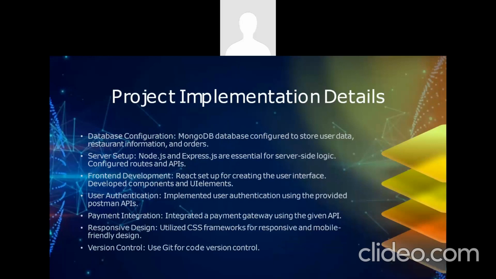Project implementation details. So we set up the server, then we developed the front end using React. Then we did user authentication, payment integration, and then we utilized a CSS framework for responsive and mobile-friendly design. Database configuration: the MongoDB database is configured to store user data, restaurant information, and orders. Version control: we use Git for version control.